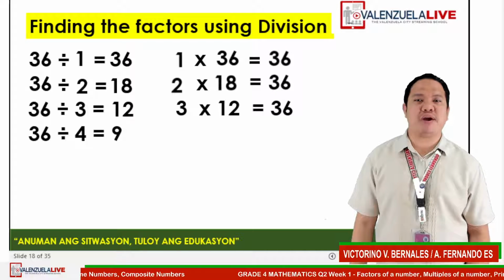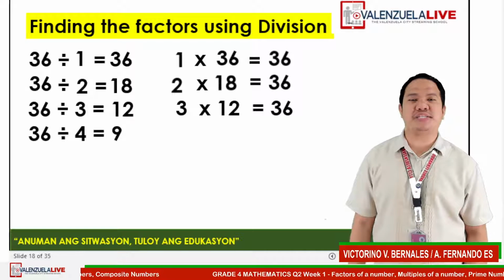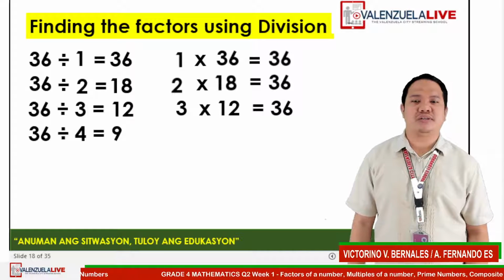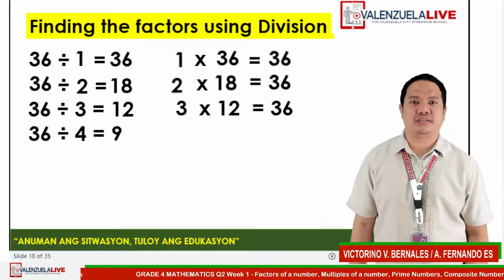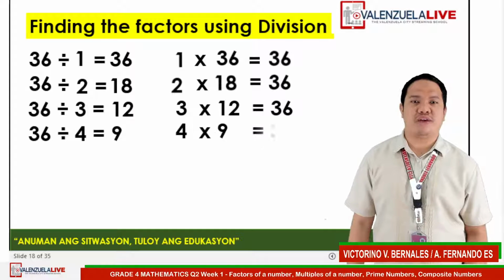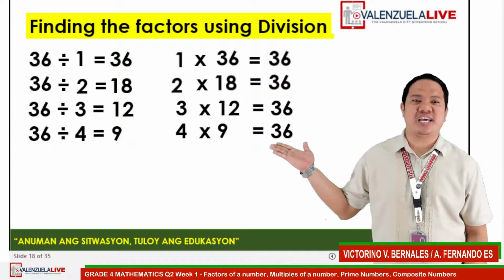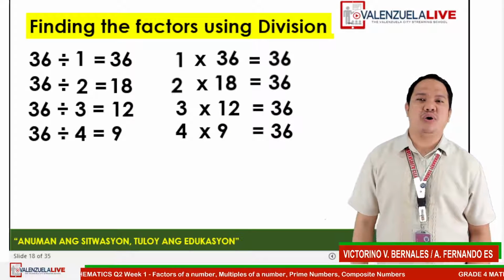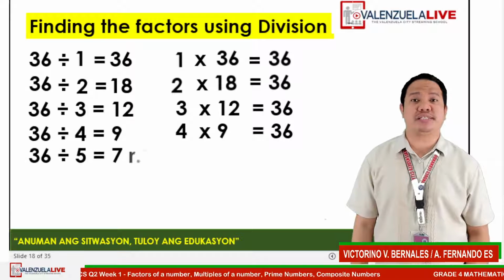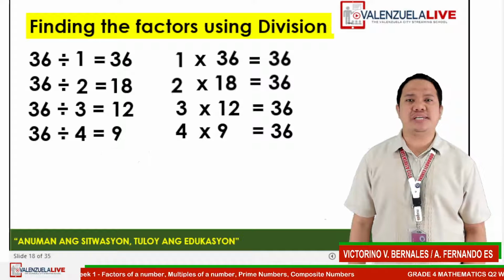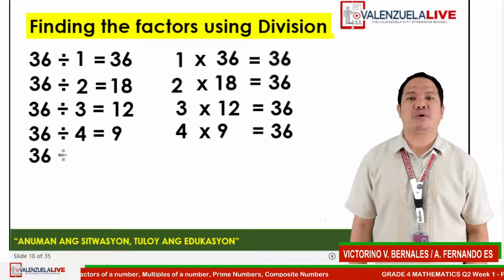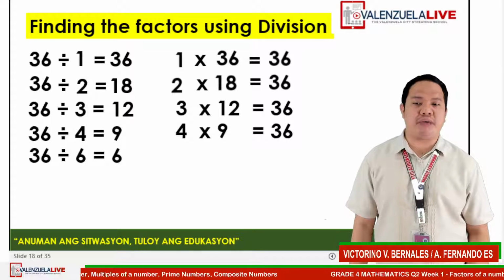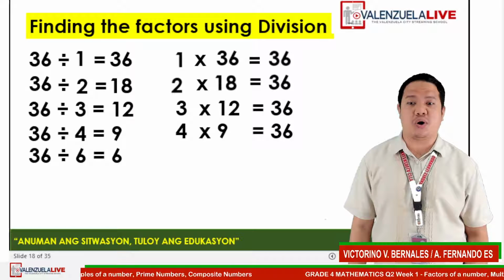For the next pair, you have to divide 36 by 4. Okay, the answer is 9. Therefore, 4 times 9 is also equal to 36. Now, we try to divide 36 by 5. And the answer is 7, remainder 1. If there is a remainder, then 5 and 7 are not factors of 36.